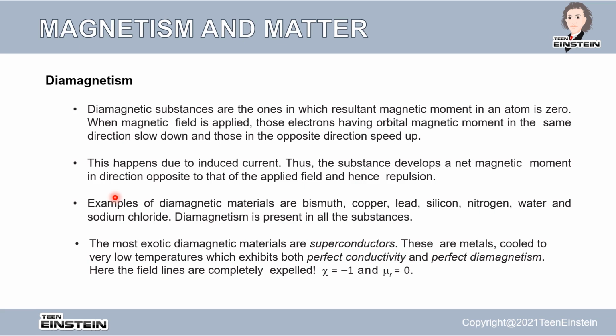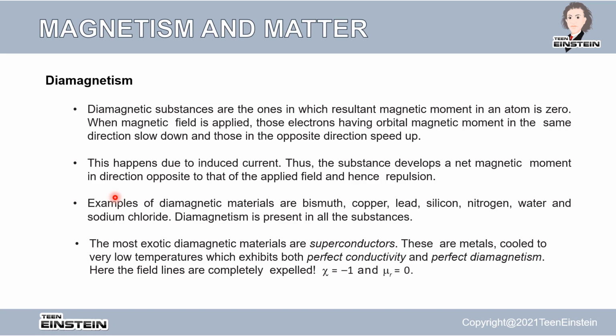And diamagnetism is present in all the substances. The most exotic diamagnetic materials are superconductors. So you might have heard about superconductors. What are superconductors? These materials are normal conductors at normal temperature. When you reduce the temperature, they suddenly become superconductors.